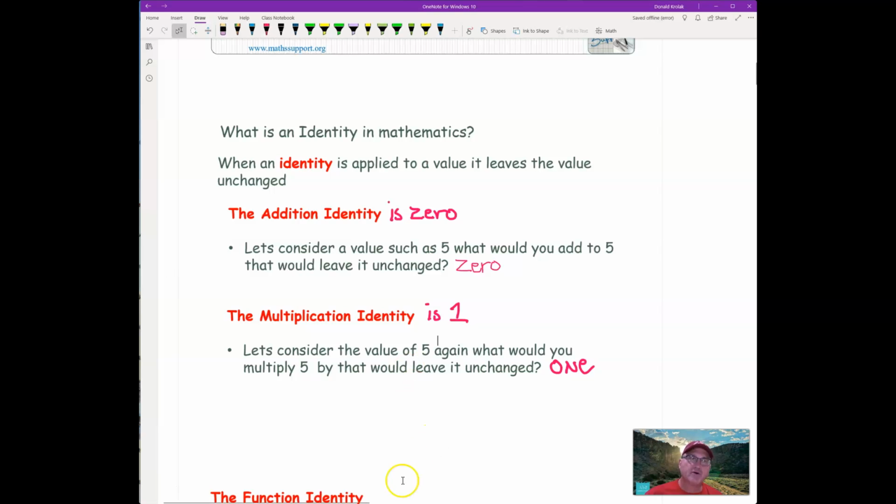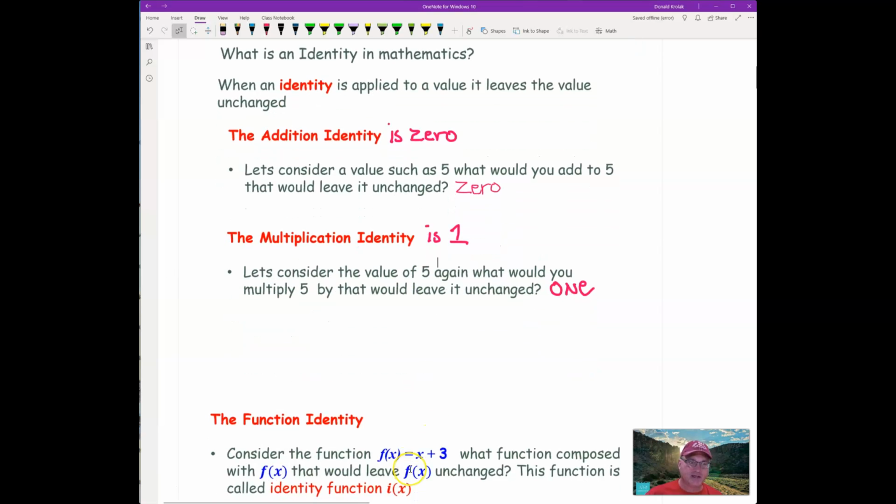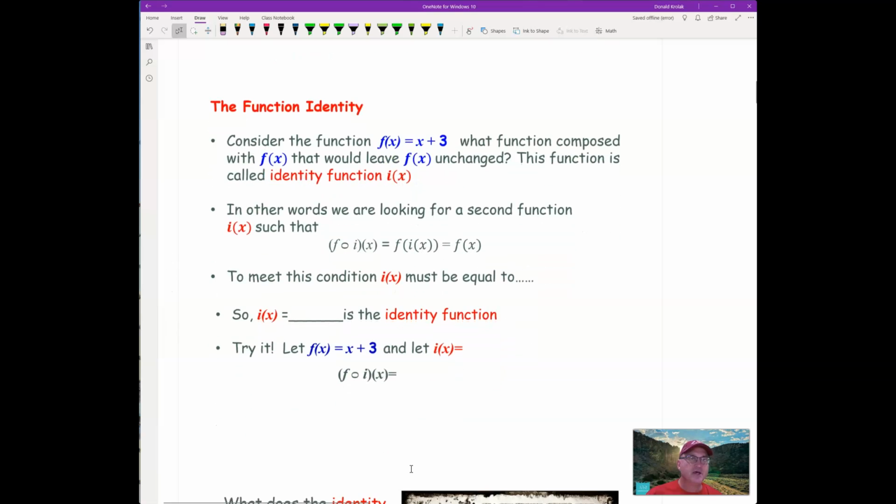So what we're looking at now is what a function identity is. Let's say you had the function f of x equals x plus 3. What function could I compose with it so that it would still remain x plus 3? That function that I compose with it is called the identity function because it's not going to change it. Just like adding 0 to 5 didn't change it. Multiplying 5 by 1 didn't change it. Now we're looking for a function that does the same thing.